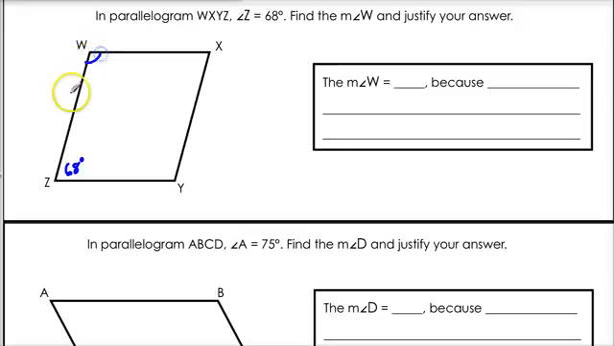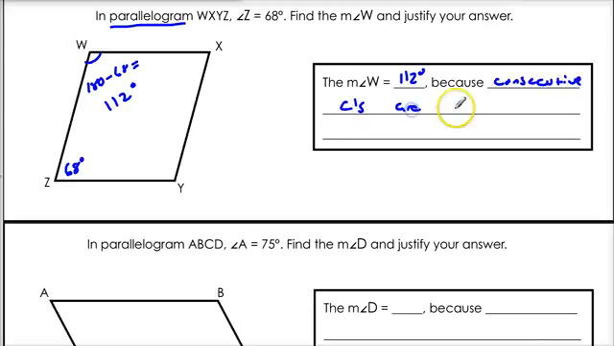So we want this angle right here, angle W. Now what we know here is that these are consecutive angles. They're next to each other. They're not opposite. And what do we know about consecutive angles in a parallelogram? Well, they add up to 180. So if I wanted to find W, all I would have to do is 180 minus 68, and that would give me 112 degrees. So this would be angle W, 112 degrees. And that's because consecutive angles are supplementary.